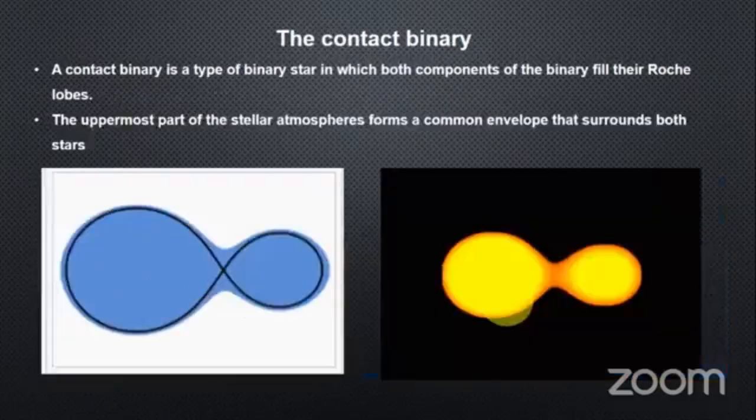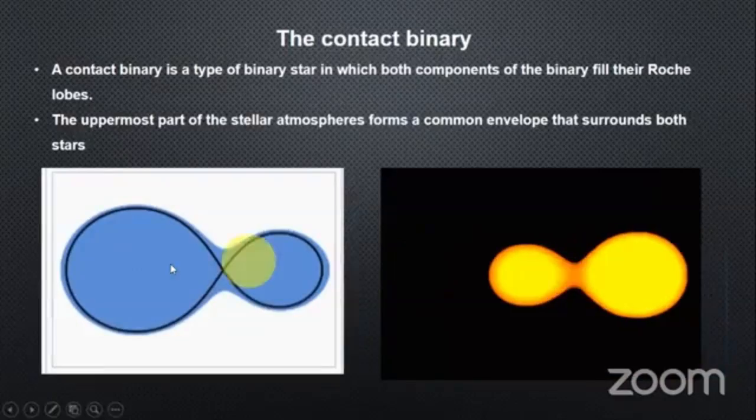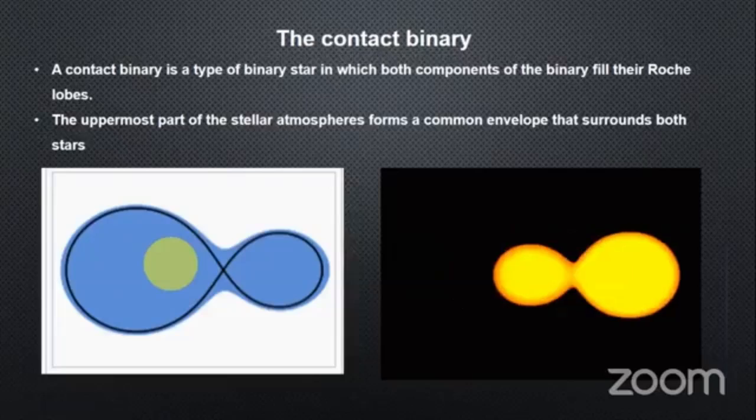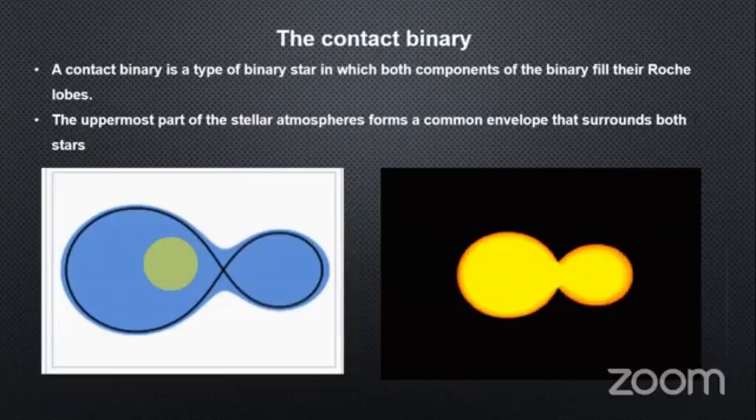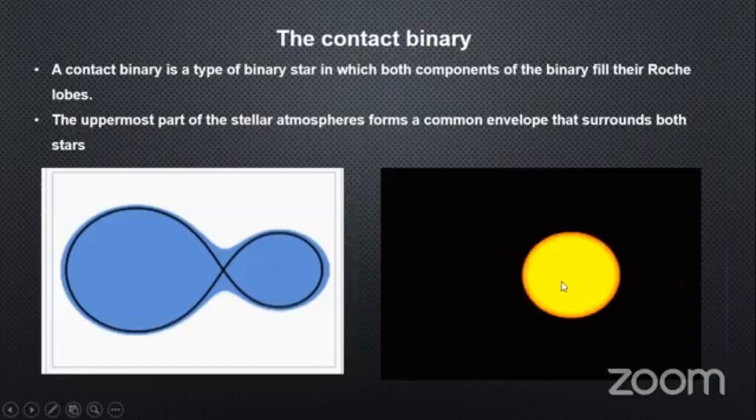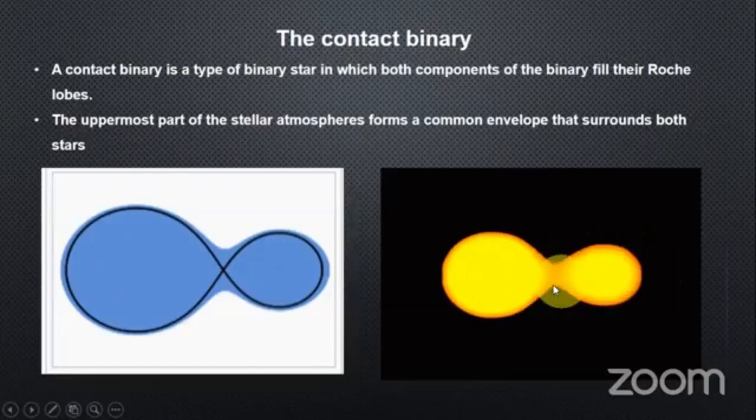So we have the contact binaries. This is the case where the two stars have inflated so much that they have surpassed each other's Roche lobes. So they blew up like this. So we call that the contact binaries.